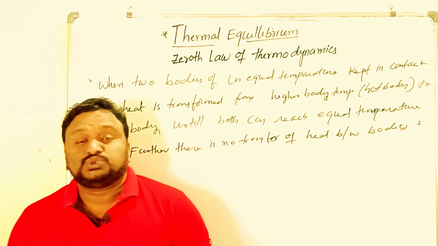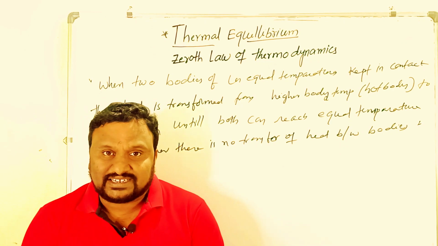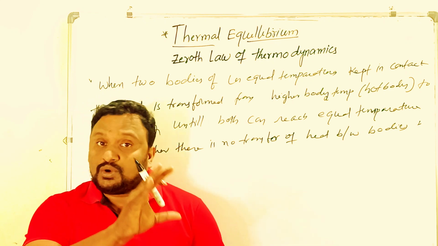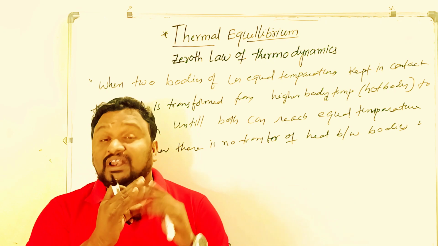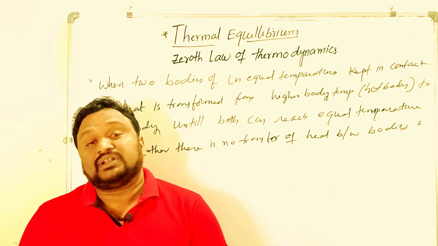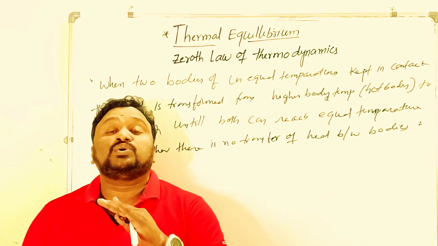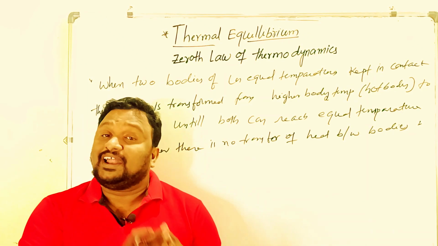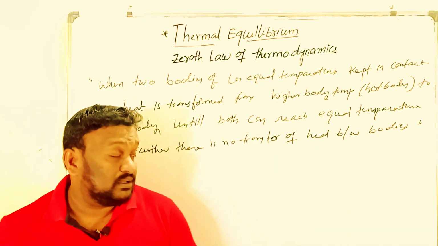When two bodies of unequal temperatures are kept in contact, then heat is transferred from the hot body to the cold body. Up to what time? Until both reach the same temperature. After reaching the same temperature, there is no transmission of heat from one body to the other. That condition is what we call thermal equilibrium.